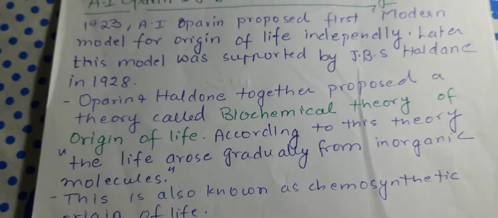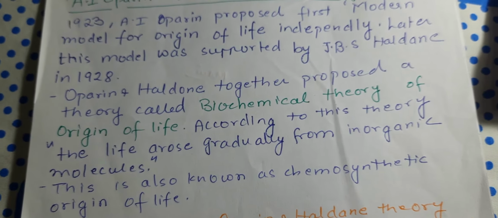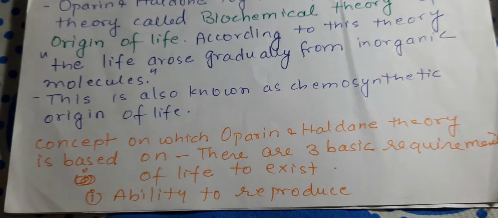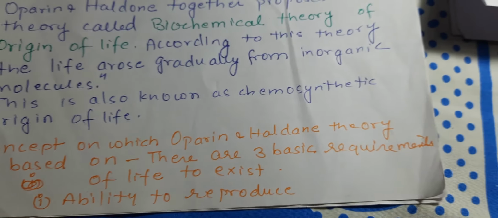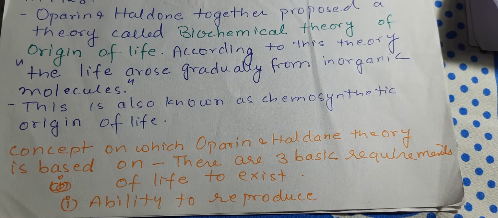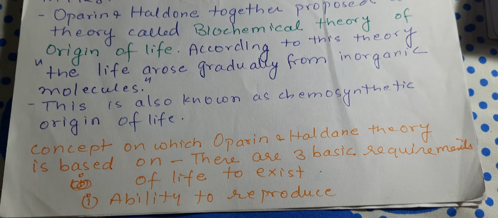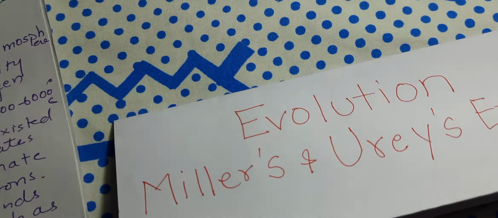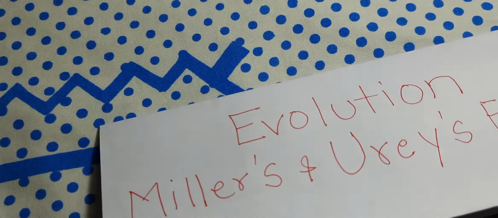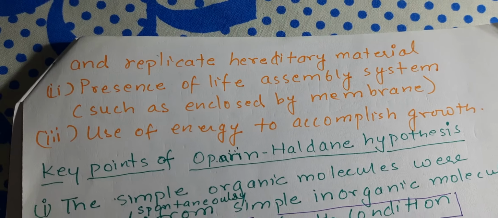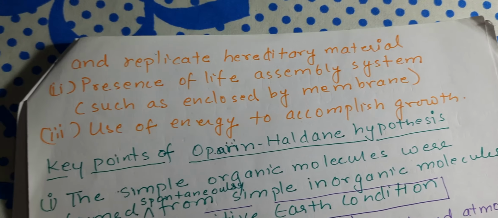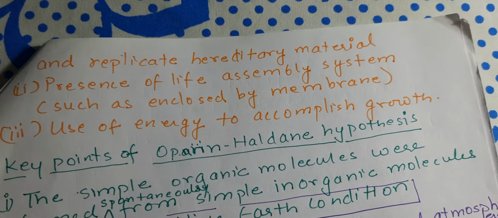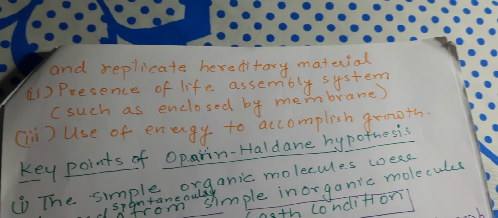According to this theory, life arose gradually from inorganic molecules, and this is also known as the chemosynthetic theory. The Oparin and Haldane theory is based on three basic requirements. First is the ability to reproduce and replicate hereditary material, second, presence of life assembly systems such as an enclosed membrane, and third, use of energy to accomplish growth.